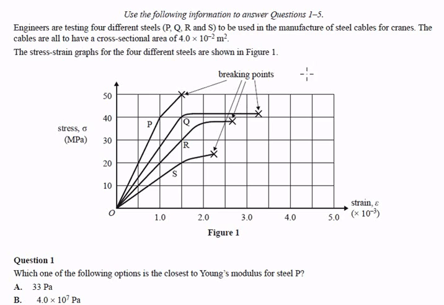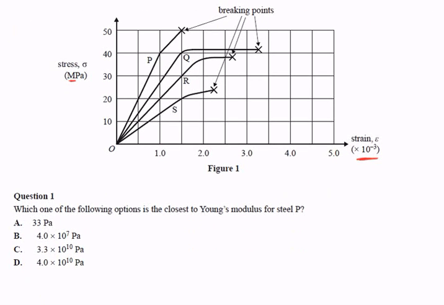We've got a whole lot of different materials and they have a cross-sectional area given there. Just note that the stress is in megapascals, the strains by 10 to the minus 3. Which of the following options is the closest to the Young's modulus for steel P? So the Young's modulus, when you're looking at graphs, is the gradient. Or in other words, the stress over strain.